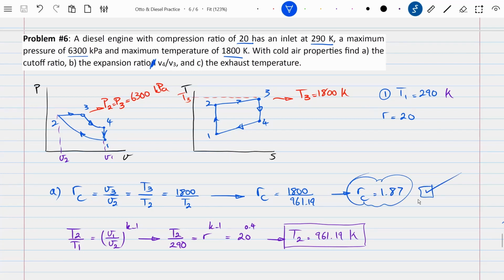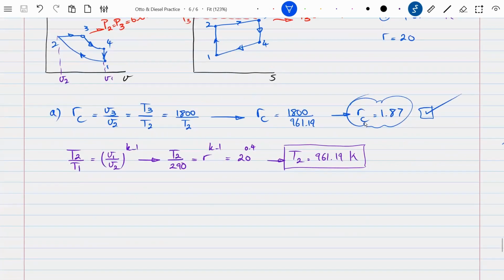For part B, the problem is asking for the expansion ratio. Now, expansion ratio is not a common defined expression that we had in the lecture before. It is something unique to this problem wording. You may see it here and there in different textbooks, but it is not a standard expression. However, that shouldn't be too difficult for us because the problem is giving us the equation for this expansion ratio. It is volume 4 to volume 3. So all we need to do is find the ratio of V4 to V3. Let's see if we can do it.